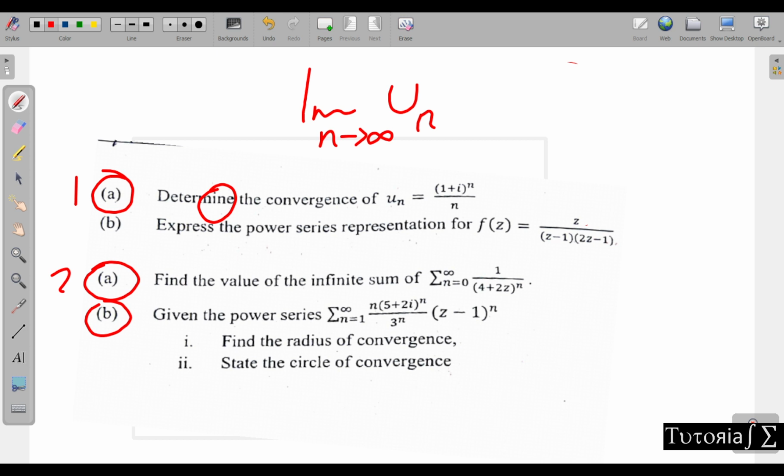If this limit does not exist, it means the sequence diverges. If it is undefined, the sequence is what? Divergence. If we can find a number at infinity for that sequence, then we say the sequence converges. Hence with question number 1A, determine the convergence of un.